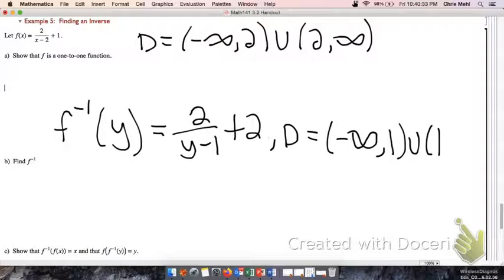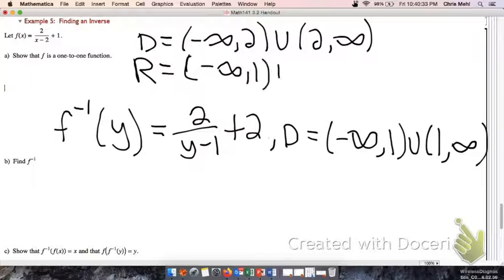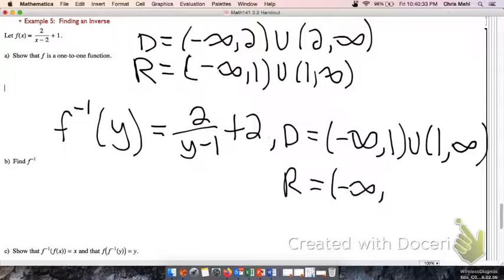So that's the domain of the inverse. You just can't divide by 0, so y can't be 1. That becomes the range of the original function. And the domain of the original function becomes the range of the inverse. So if a function is 1 to 1, finding the range just comes down to finding the domain of the inverse. So that's how I got that there.